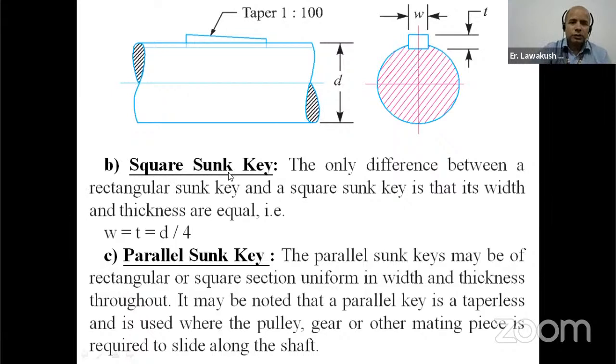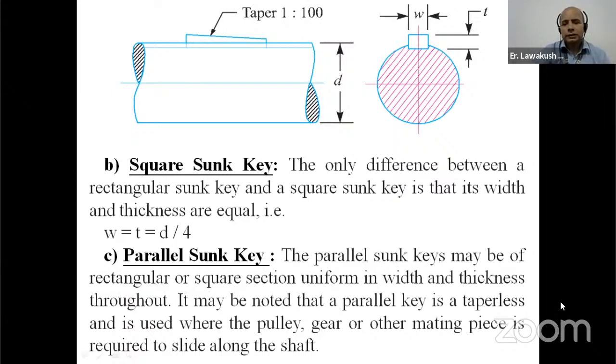Second one is the square sunk key. The only difference between a rectangular sunk key and a square sunk key is that its width and thickness are equal. As the name is square, so width and thickness will be equal. So we can say that W equal to T. W is the width of the sunk key and T is the thickness of the sunk key. So in the case of a square sunk key, W will be equal to T, and finally it will be equal to d by 4. Third one is the parallel sunk key.